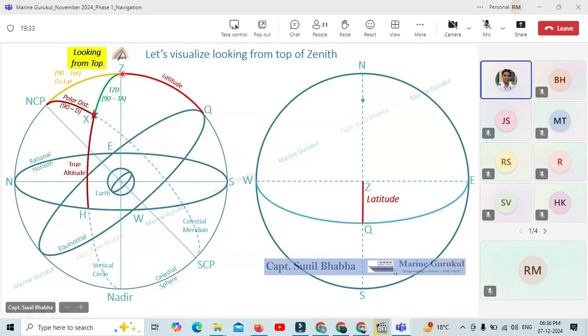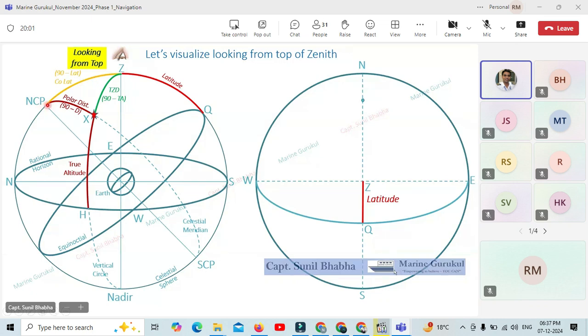From the Z point, if you go towards the N point, towards the north point, which is here. So from Z, if you move towards the north point, a distance equal to your colat, or 90 minus latitude, you will reach the north celestial pole. So let us show this in our diagram now.